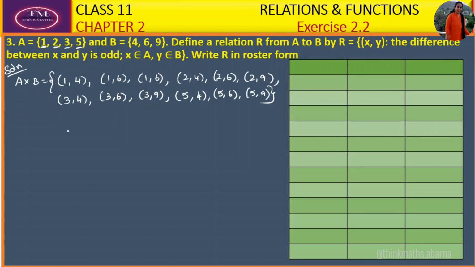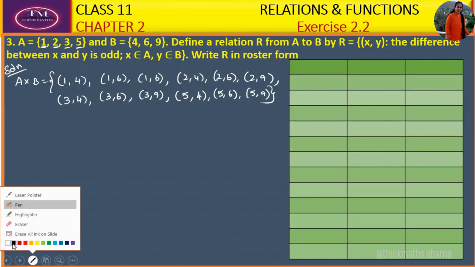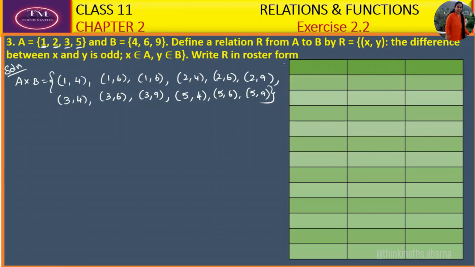Now what is the relation? The relation says that the elements are from A and B, so x belongs to A and y belongs to B, and the difference between x and y is odd. Okay, so this is the condition. Let us find out which elements belong. So let us take x, y. What is the first one?